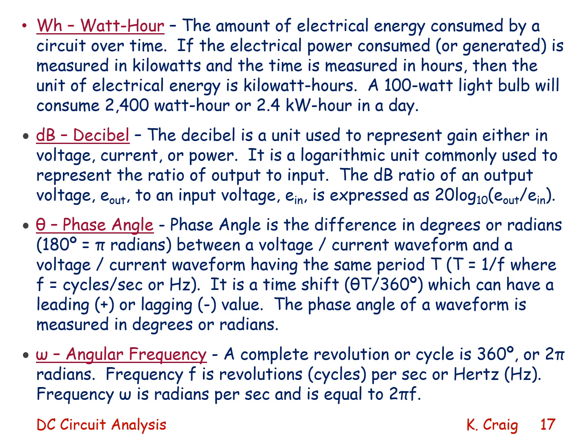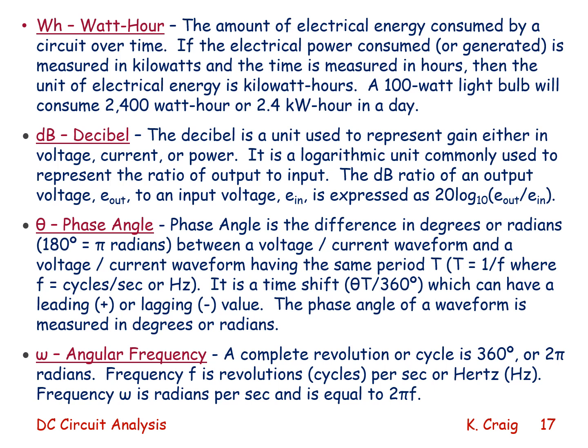Let's consider 4 commonly used quantities. The first is the watt hour. The watt hour is the amount of electrical energy consumed by a circuit over time. If the electrical power consumed or generated is measured in kilowatts and the time is measured in hours, then the unit of electrical energy is kilowatt hours. A 100-watt light bulb will consume 2,400 watt hours, or 2.4 kilowatt hours in a day.